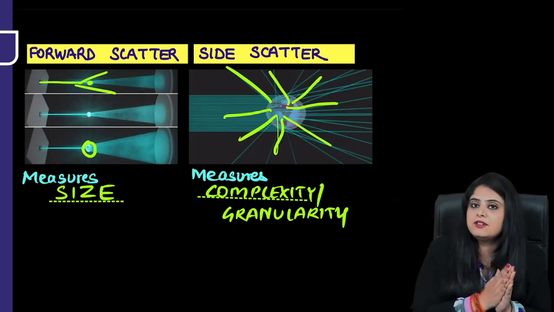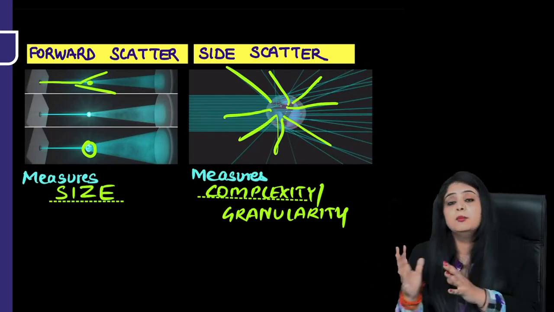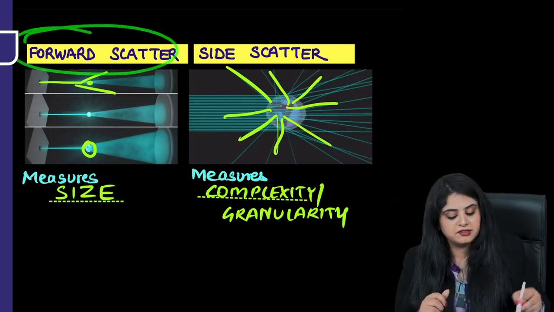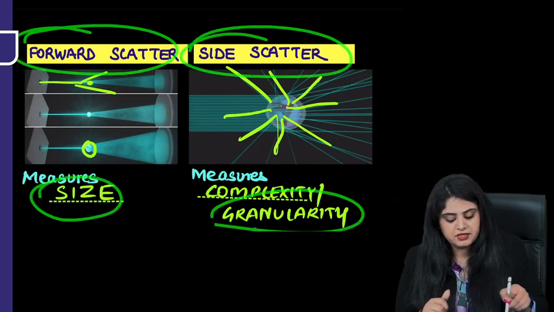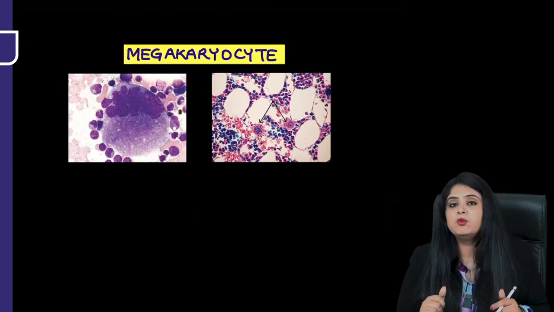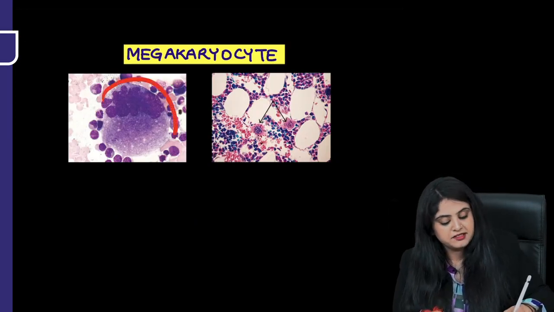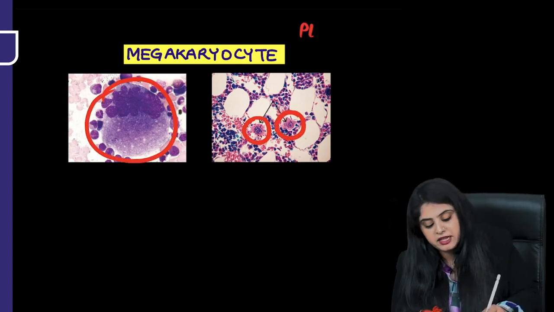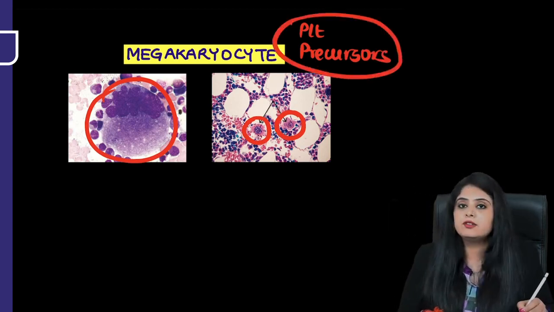Less granularity, less side scatter; more granularity, more side scatter. So simple: forward scatter tells me size, side scatter tells me granularity. WBC chapter is over. We know what we are moving towards, the big cells, the mega cells. And what are these? These are the megakaryocytes. Megakaryocytes are the platelet precursors. The only pictures that you get in megakaryocytes, guys, are going to be the different variations.